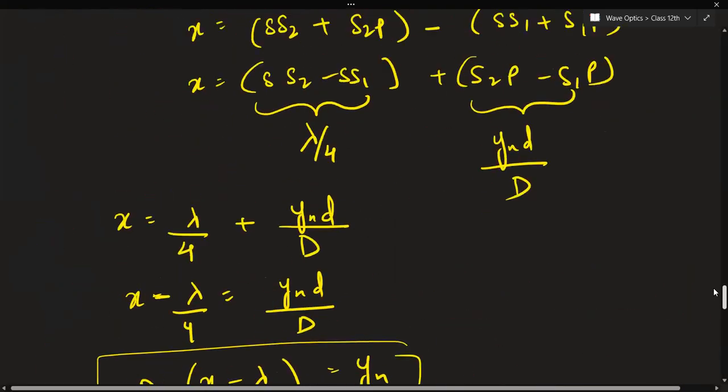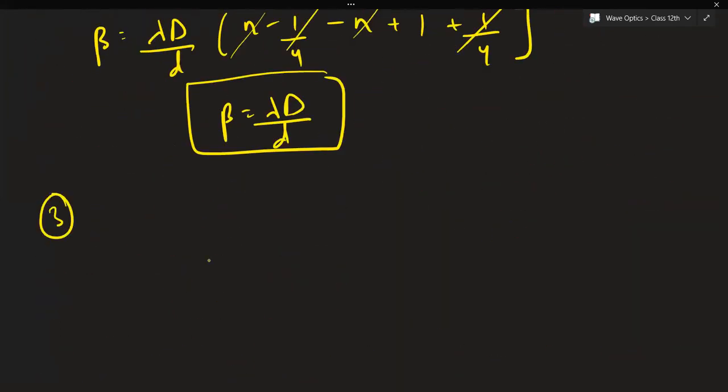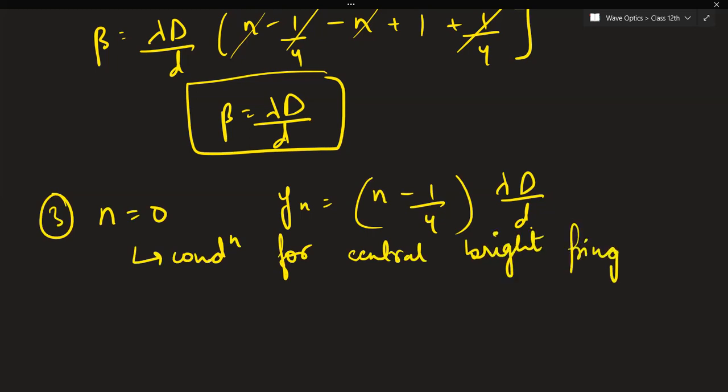No, it was given. Locate position of central fringe. C is for central fringe. N will directly become 0. Now y n is equal to n minus 1 by 4 lambda capital D by small d. This becomes the condition of central bright fringe. Now put n as 0, take the mod already. So you will get the answer like this. Why n is 0? Because that is the condition of central bright fringe.